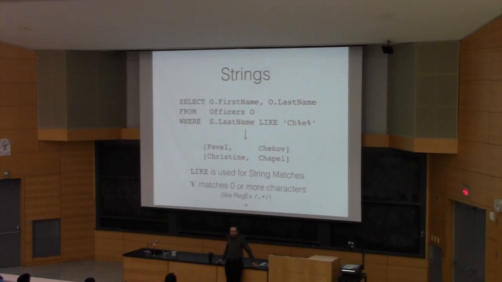You can do pattern matching, so there's this operator called LIKE, which you can think of as a simpler form of regex, or regular expressions. The percent sign is a wildcard for strings, matching zero or more characters. Anyone familiar with regex? This is dot star, essentially. Underscore matches one single character. So this is the regex dot. Questions on strings?